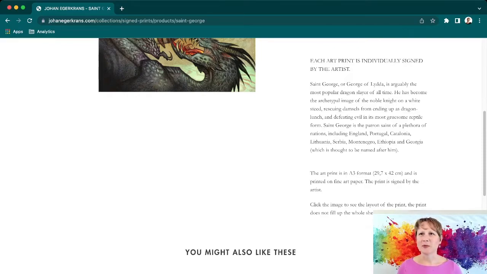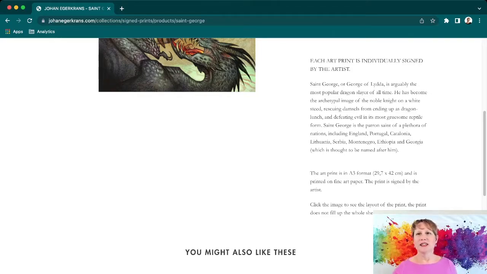He has become the archetypal image of the noble knight on a white steed, rescuing damsels from ending up as dragon lunch and defeating evil in its most gruesome reptile form. Saint George is the patron saint of a plethora of nations, including England, Portugal, Catalonia, Lithuania, Serbia, Montenegro, Ethiopia, and Georgia, which is thought to be named after him.